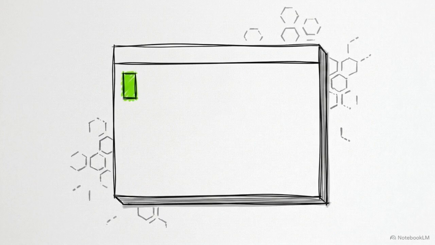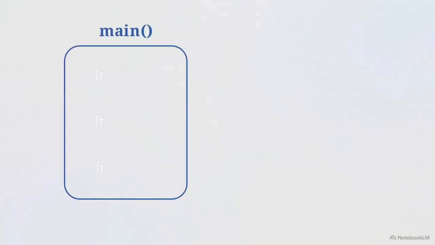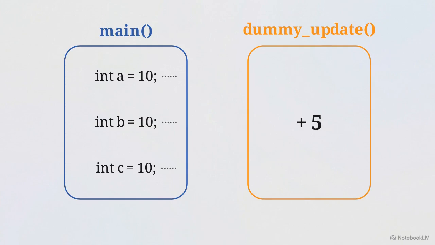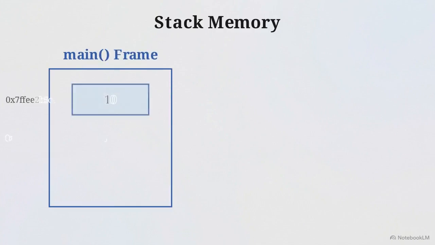Let's set up a test environment to see exactly how this works. We'll start with a primary function containing 3 standard integer variables, a, b, and c, all initialized to the value of 10. We want to pass all 3 of these variables into a secondary function called dummyUpdate, which is designed to simply add 5 to whatever input it receives. To understand the mechanics, we must look directly at physical computer memory.